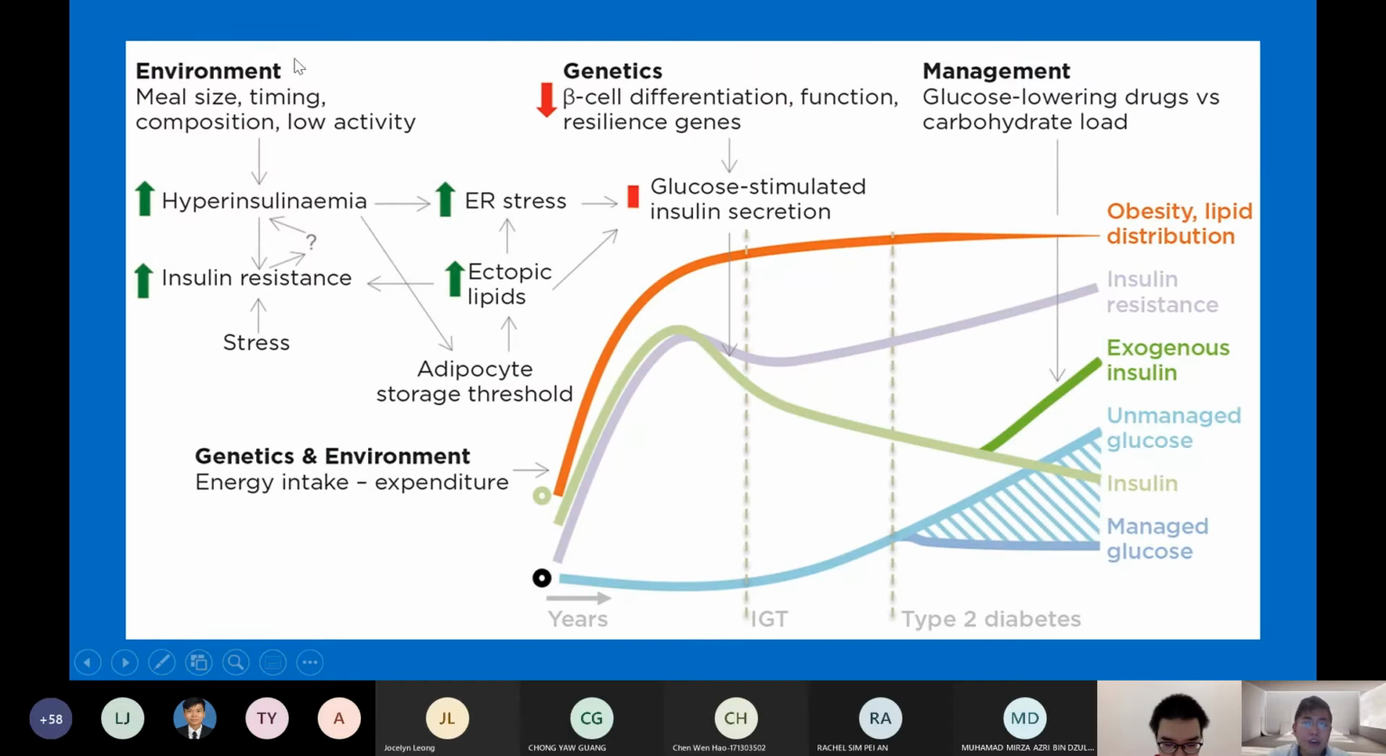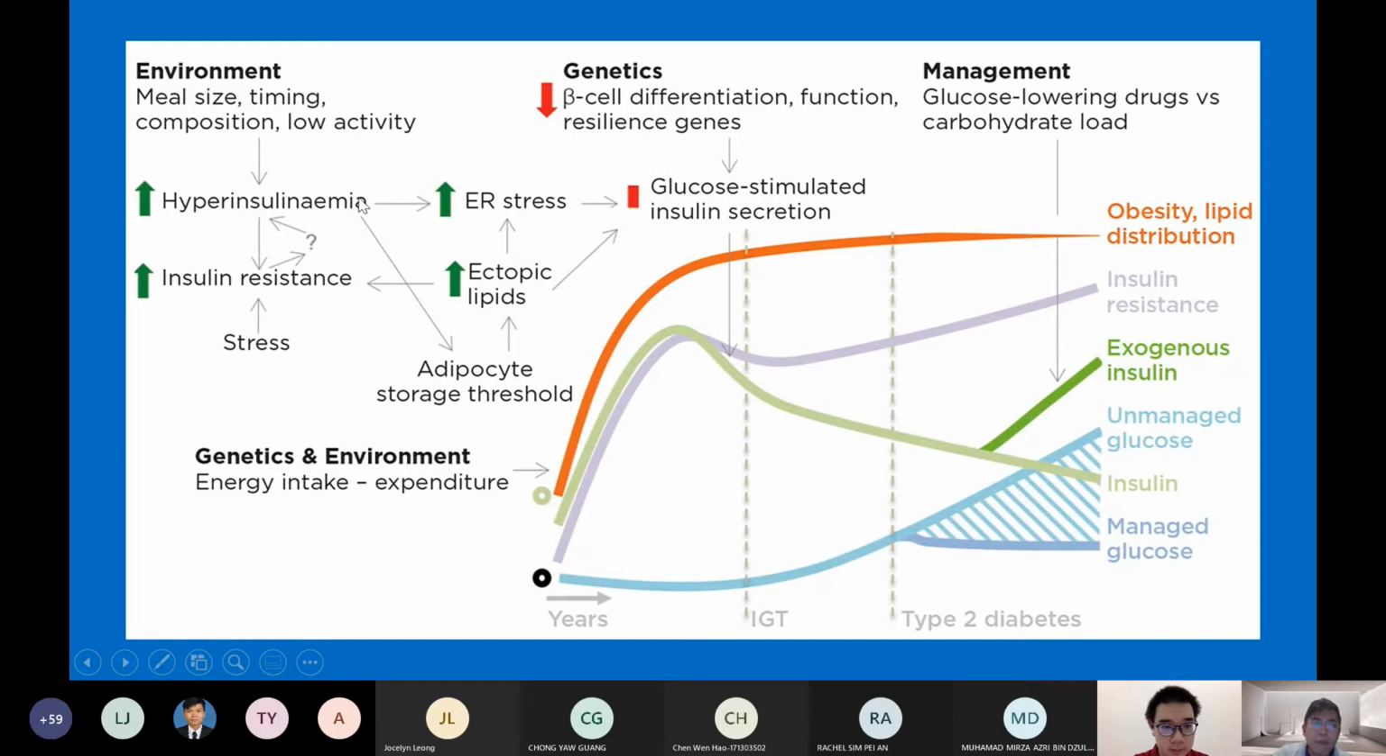So it's a combination of multiple factors, including your genetic predisposition, which will cause reduced beta cell differentiation and reduced beta cell function, combined with environmental exposure of constant large meal size, poor meal timing, poor meal composition, as well as sedentary lifestyle and low activity and low glucose usage, will cause persistent hyperglycemia and hyperinsulinemia, which in the long run lead to insulin resistance. Stress as well will lead on to insulin resistance.